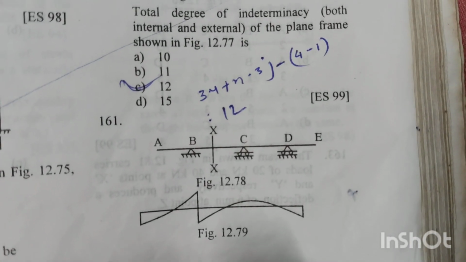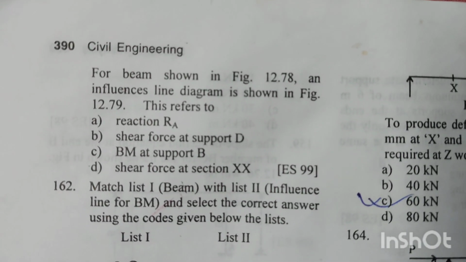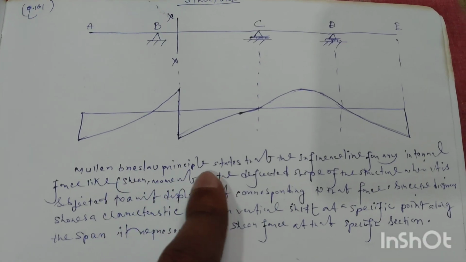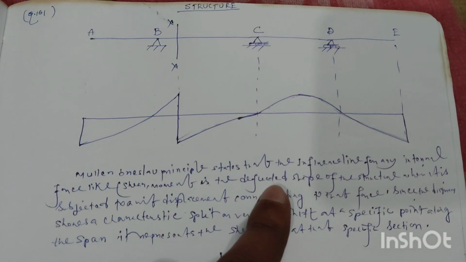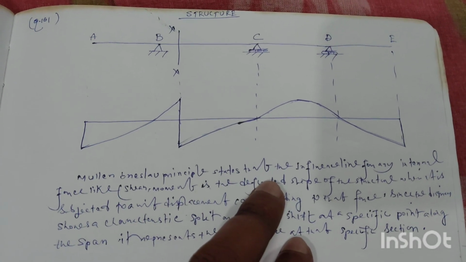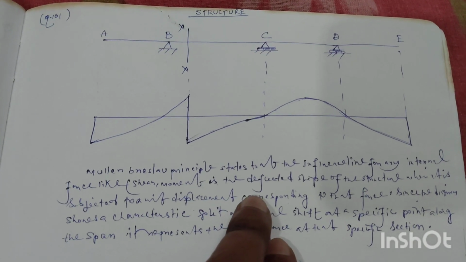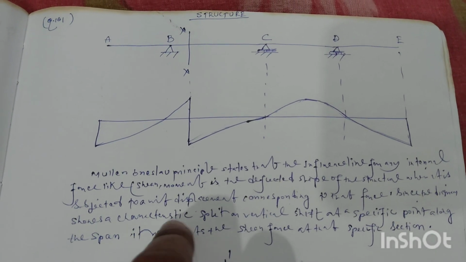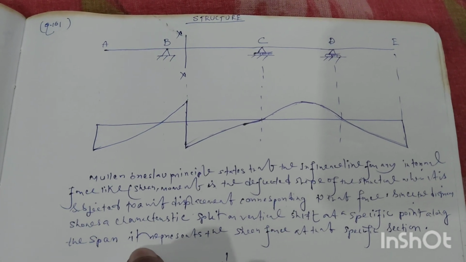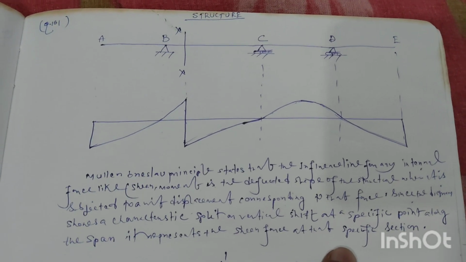Number 161. For the beam shown in the figure 12.78, an influence line diagram is shown in the figure 12.79. This refers to the Müller-Breslau principle, which states that the influence line for any internal force, like shear or moment, is the deflected shape of the structure when it is subjected to a unit displacement corresponding to that force. Since the diagram shows a characteristic split or vertical shift at a specific point along the span, it represents the shear force at the specific section. So, option D is the right answer.